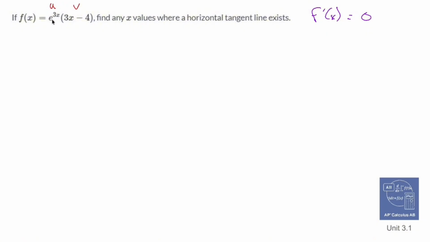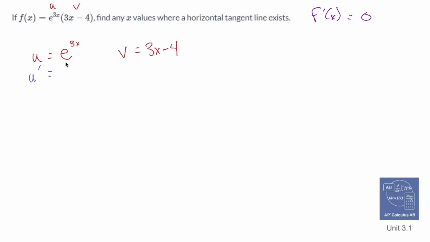So I'm going to call u e to the 3x. I'm going to call v 3x minus 4. Now you might be thinking, this is 3.1. Why are we doing product rule? Well, here's why. Because now I have to find u prime of e to the 3x. Boys and girls, that's chain rule. You have a 3x living inside an e to the stuff. So this is chain rule, a function within a function.